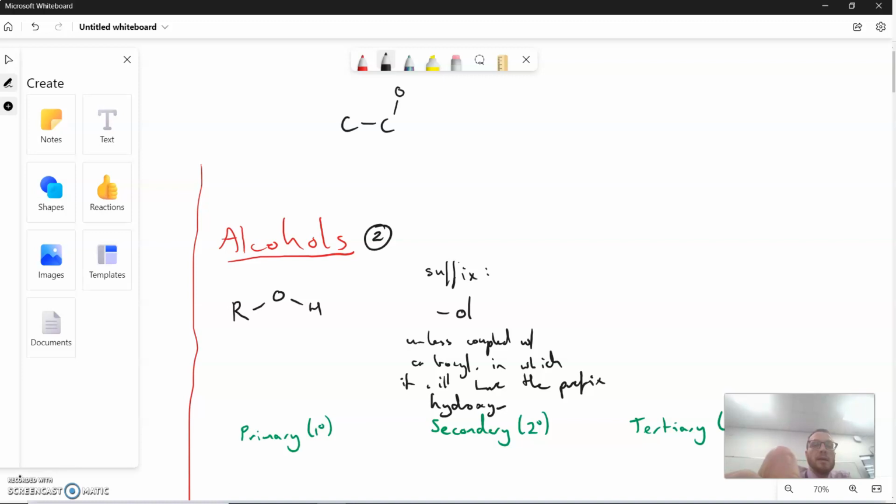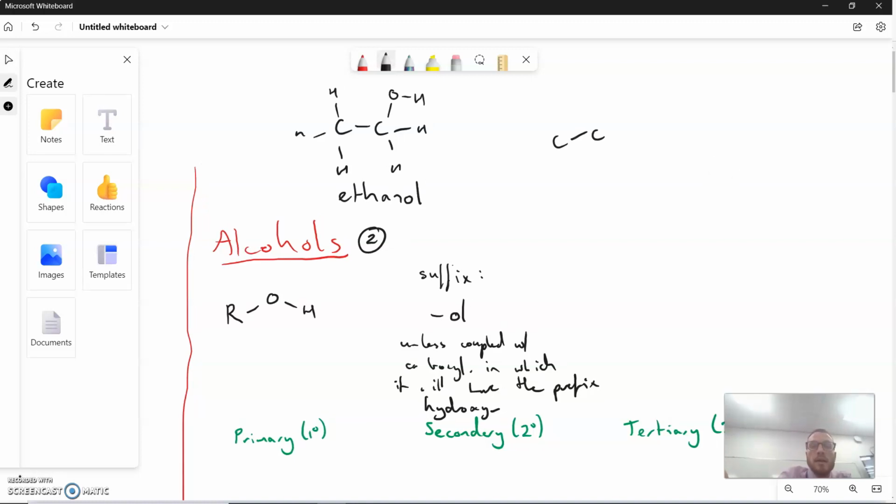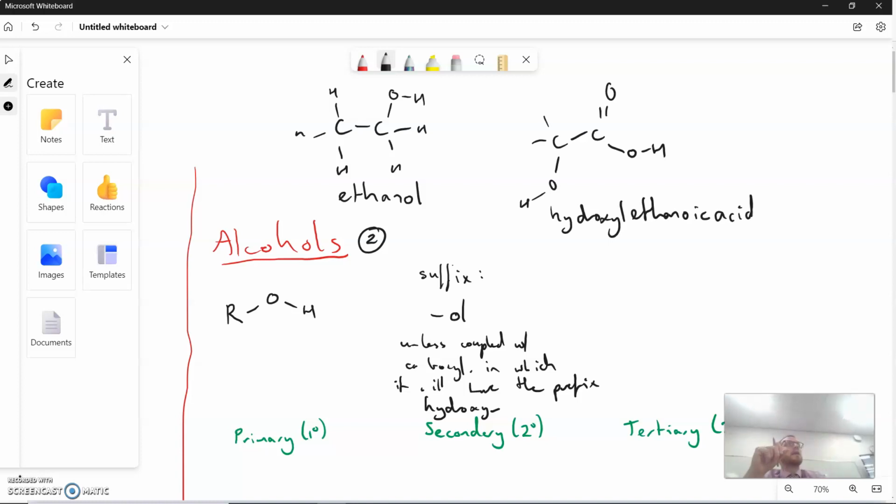between, let's go, ethanol, whereas if I couple that with carboxylic acid, have that second functional group, this would be called hydroxyethanoic acid, right? So the carboxylic acid has the highest priority. Yeah, so the number one priority in terms of naming, in terms of bonding, is carboxylic acids.